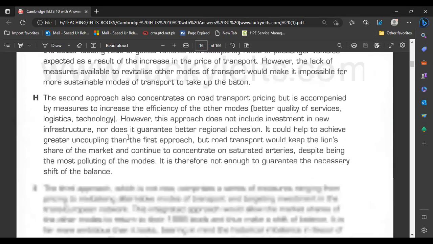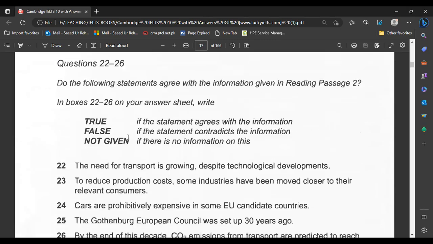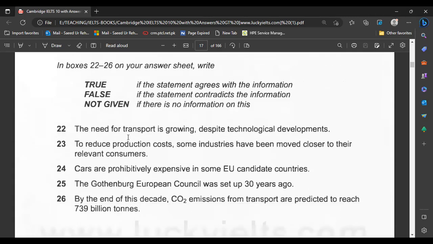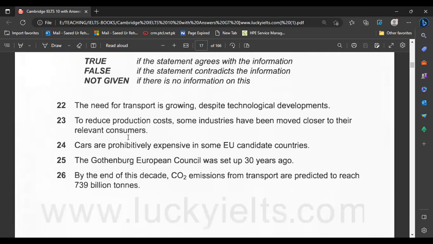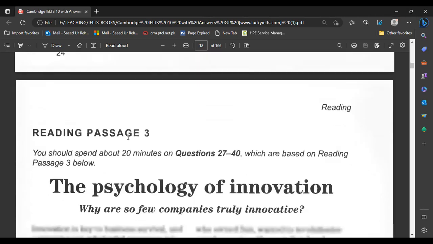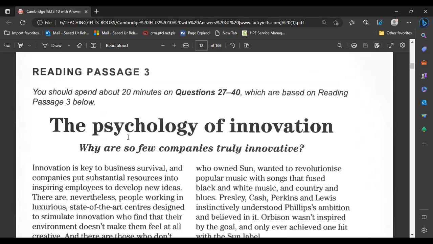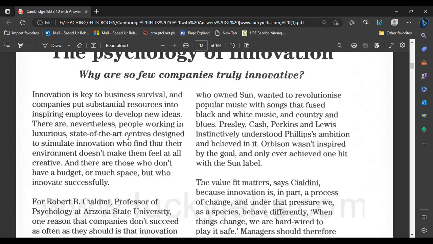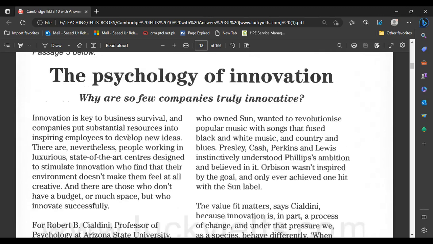And about passage 2, there are further questions. Again, true and false. We have already discussed. You will read the statement, underline the keywords, and then move to the passage and decide whether it is true, false, or not given. Then there is passage 3, again, third passage. So question number 27 to 40, and there is a paragraph, the psychology of innovation. Why are so few companies truly innovative? So this is the heading. Heading is telling us about the psychology of innovation.